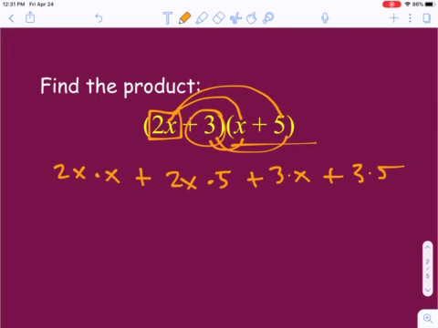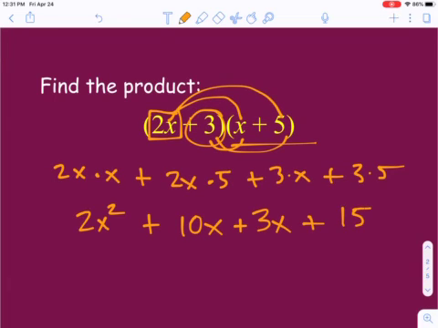So 2x times x is 2x squared. 2x times 5 is 10x. 3 times x is 3x. And 3 times 5 is 15. And if you look at this a little more carefully now, you should be able to see that 10x and 3x can be combined. And those are the only two that can be combined, all right?